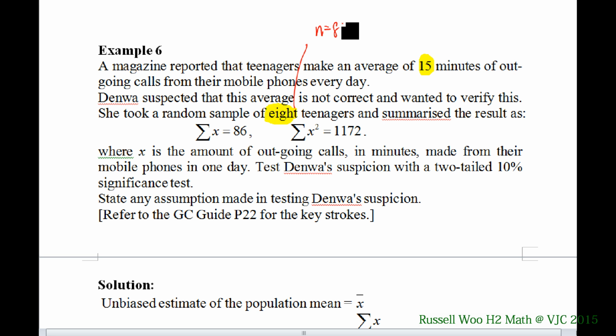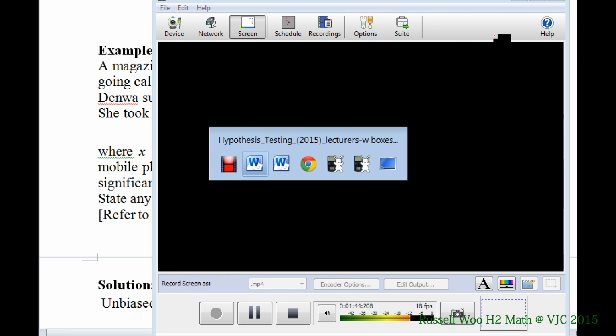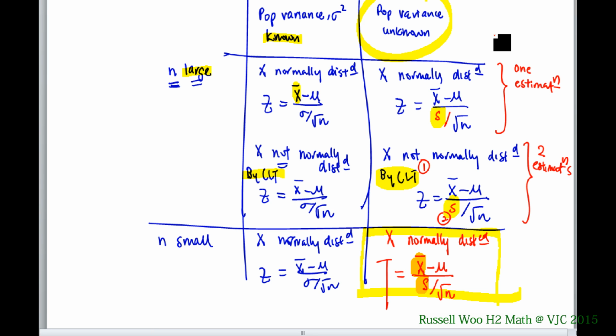There are a few things that you want to note. First thing, n is small. Second thing, sigma square is unknown. Follow? n is small, sigma square unknown. Then you immediately say, okay, then it must be here. That's right. See, n is small, population variance unknown. Then it must be a t-test.